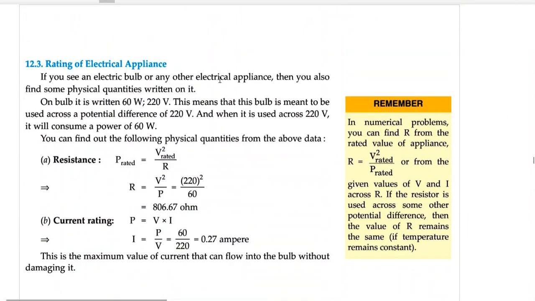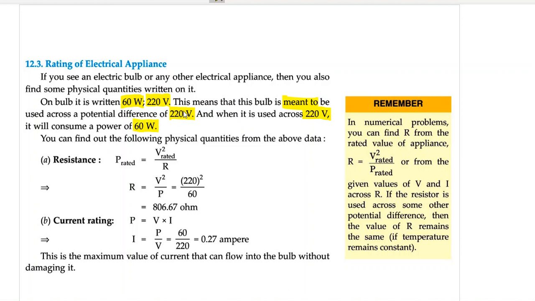Rating of electrical appliance, also a very important topic. If you see an electric bulb or any other electrical appliance, then you also find some physical quantities written on it, printed on it. On a bulb, for example, it is written 60 watt, 220 volts. This means that the bulb is meant to be used across a potential difference of 220 volts, and when it is used across 220 volts, it will consume a power of 60 watt.